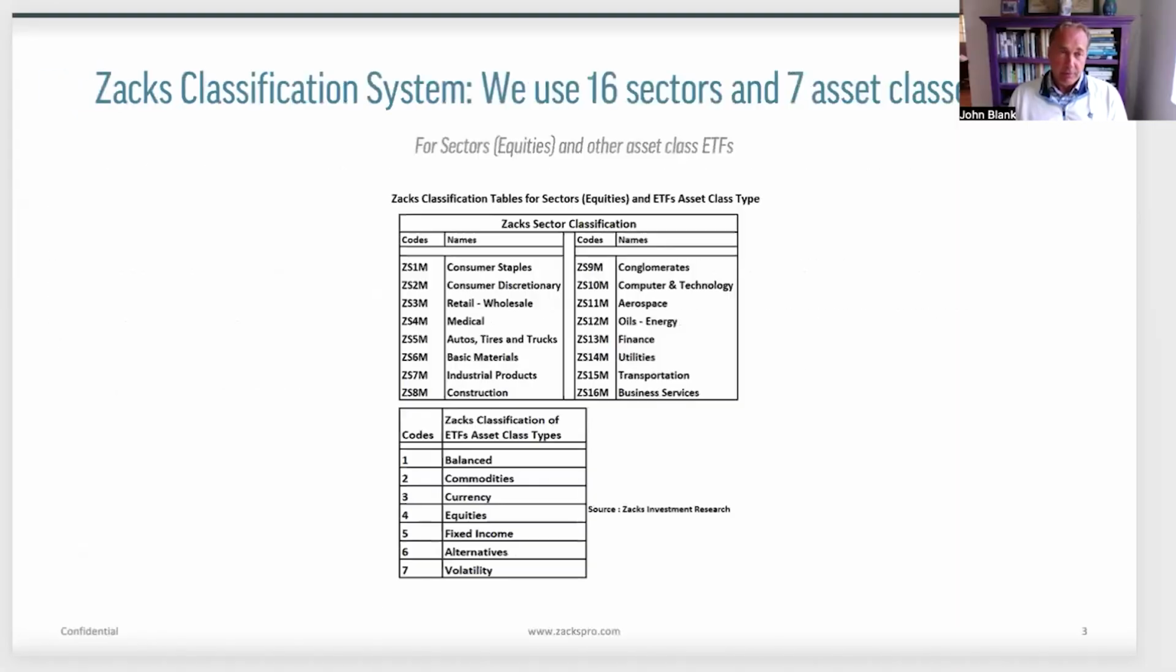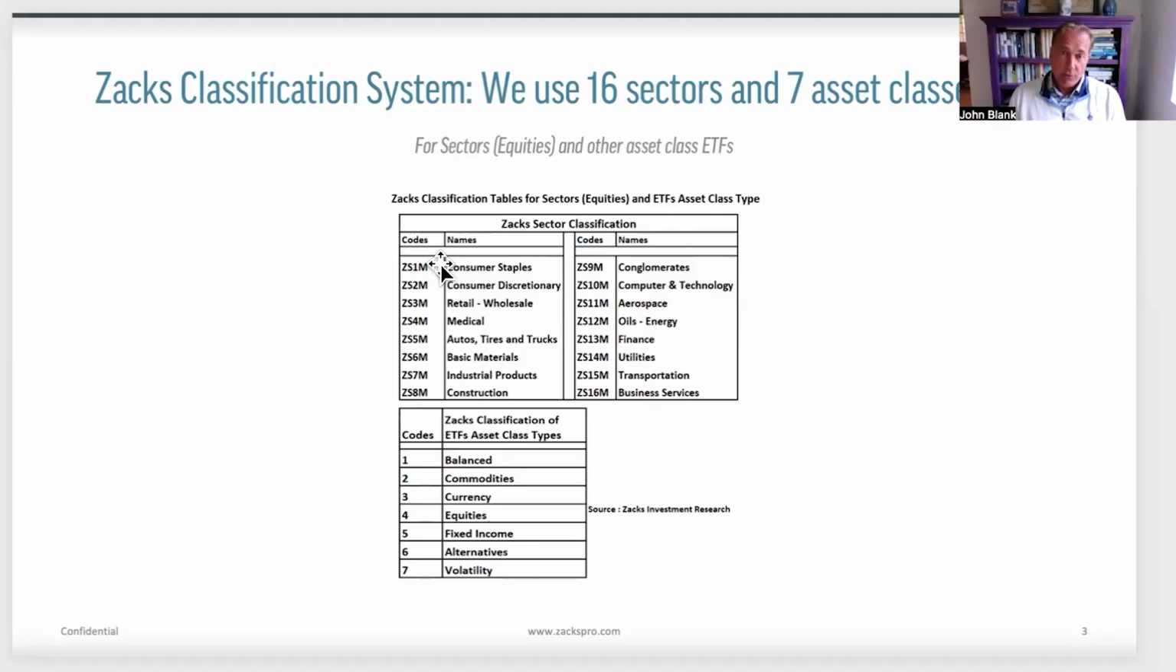Keep that in mind. So, number one, this is our classification system from a top-down perspective. So, of course, the economy, to the sectors, to the industries, to the stocks. And in the middle of that, of course, are these 16 sectors. You can see them, ZS1 all the way to 16. Now, we've also got ETF categories, 7 of those for balanced, commodities, currencies, equities, fixed income, alternatives, and this volatility sector.